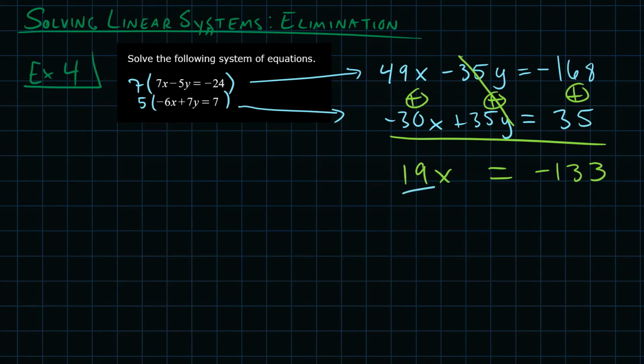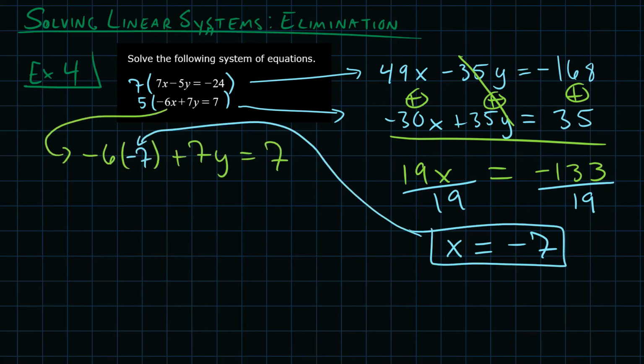Now, dividing both sides by 19 gives us the value of x is equal to negative 7. Plugging in our x value into one of our original equations, in this case I chose the second one, will allow us to solve for y.